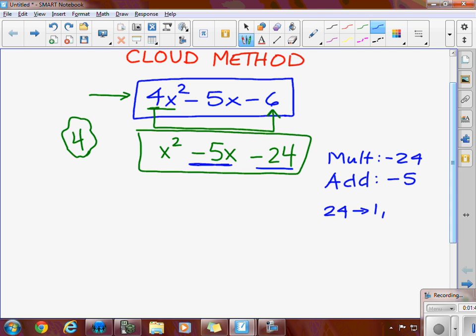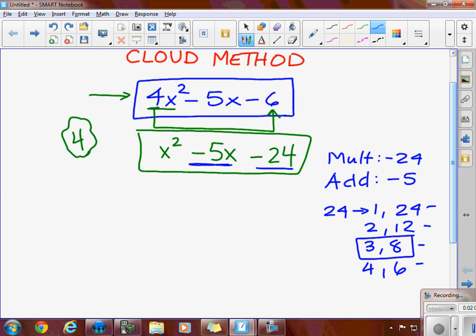The factors of 24 are 1 and 24, 2 and 12, 3 and 8, and 4 and 6. Those are the only numbers that can multiply to 24. And now if I examine each individual pair, I try to say which pair somehow has a relationship to the number 5. Well, 3 and 8 do, because 8 minus 3 gives me a 5.